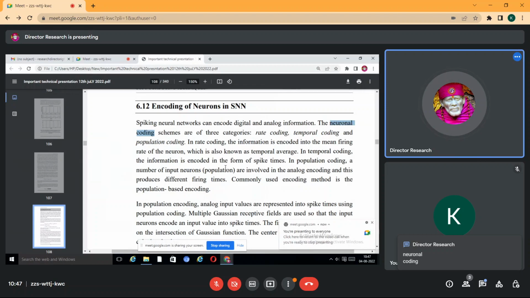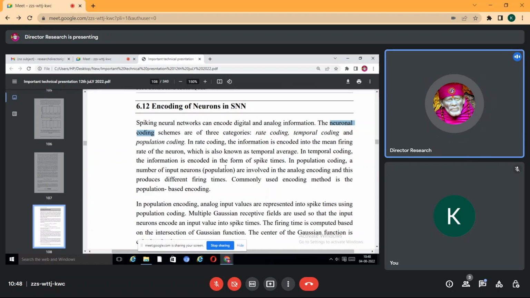In rate coding, the information is encoded in the mean firing rate of the neuron. It is also known as temporal average. In temporal coding, the information is encoded in the form of spike times. In population coding, a number of input neurons are involved in the analog encoding, and this produces different firing times. A commonly used encoding method is population-based encoding.